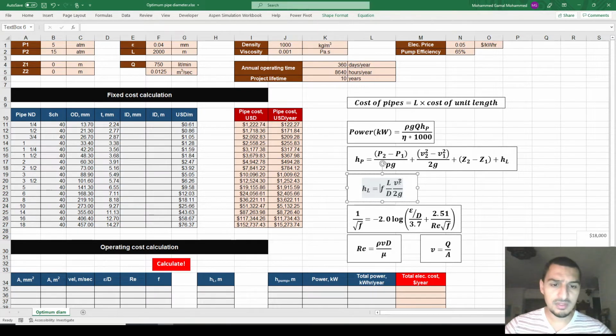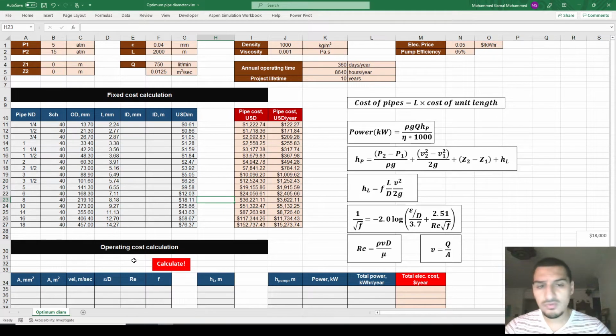I know almost everything, but I don't know the velocity and I don't know the friction factor. The velocity is calculated from Q over A. The friction factor is calculated from this equation, which is a function of epsilon over D and Reynolds number. And Reynolds number is rho V d over mu. So I have to calculate the velocity, to calculate Reynolds number, and to calculate friction factor. So it's going to be like calculating something and then the next and the next, till we end up having this equation calculated. It's not difficult, but it has to be done step by step.